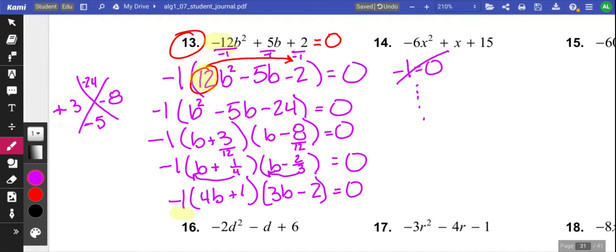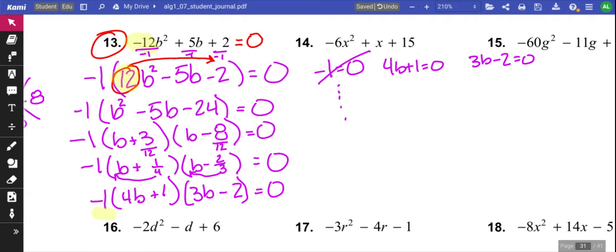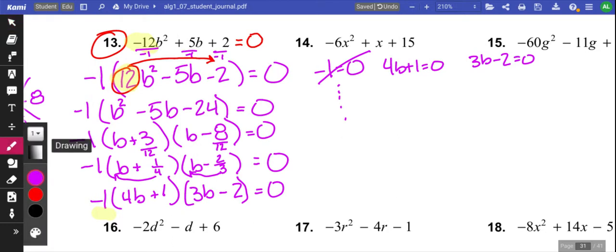So we can kind of forget about it if we want. But this 4b plus 1 equal to 0, and our 3b minus 2 equal to 0, those both we're going to need to solve to find our final answers for this one. Right? So I'm going to subtract my 1. I noticed a lot of us, when we were solving out some of our other factoring problems, we wanted to divide first. Same steps as way back in the beginning of the year. You want to add, subtract first, and then divide.